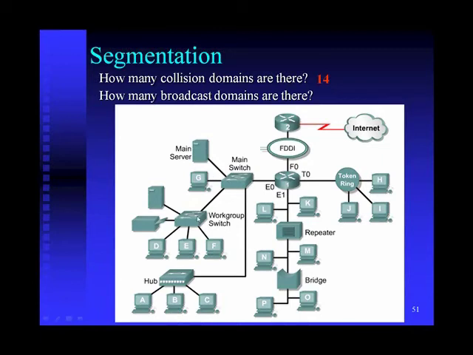So again, here they are again. 1, 2, 3, 4, 5, 6, 7, 8, 9, 10, 11, 12, 13 for the top port of the bridge, and 14 for the bottom port of the bridge. How many broadcast domains are there? There's going to be 4. One for every port of that router.